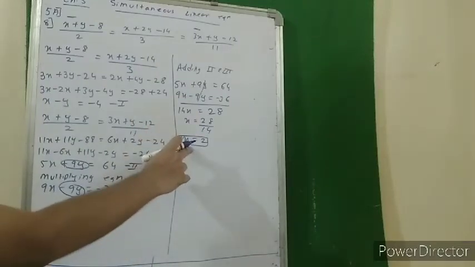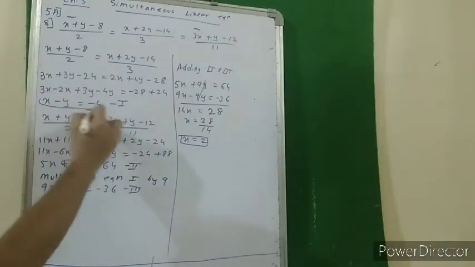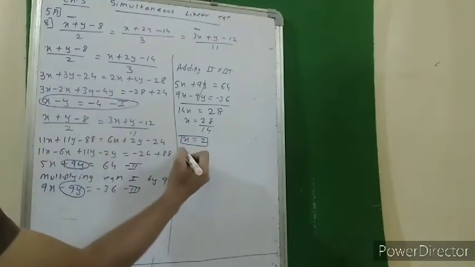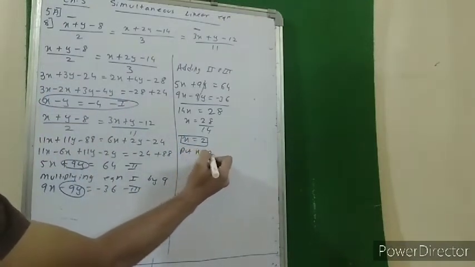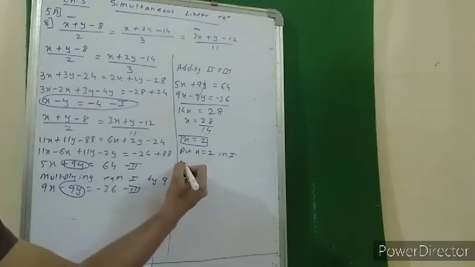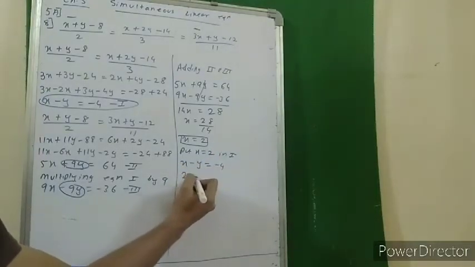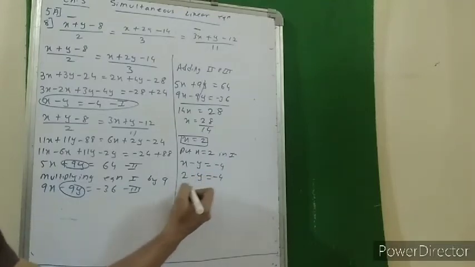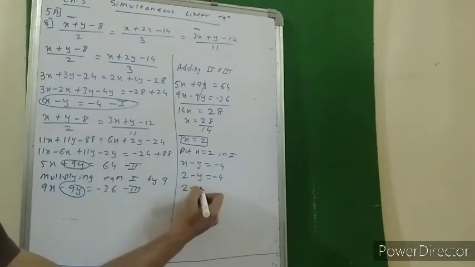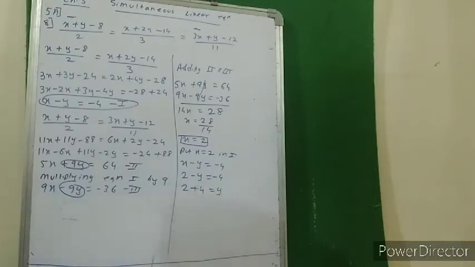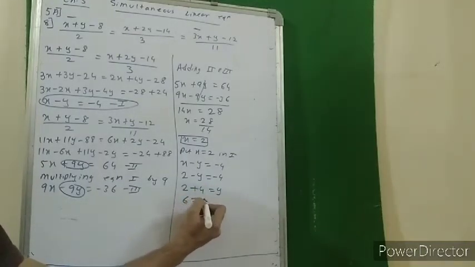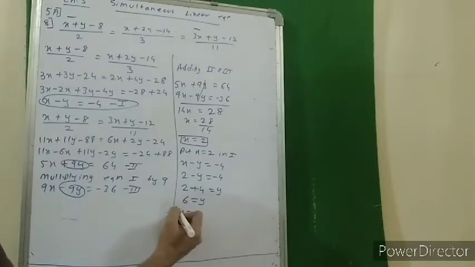We'll put x is equal to 2 in equation 1, which is the easy equation. That is x minus y is equal to minus 4. So 2 minus y is equal to minus 4. 2 will come here and become plus 4 on the other side, and minus y will go there and become plus y. 4 plus 2 is 6. So y is equal to 6. Okay, so we have x is equal to 2 and y is equal to 6.